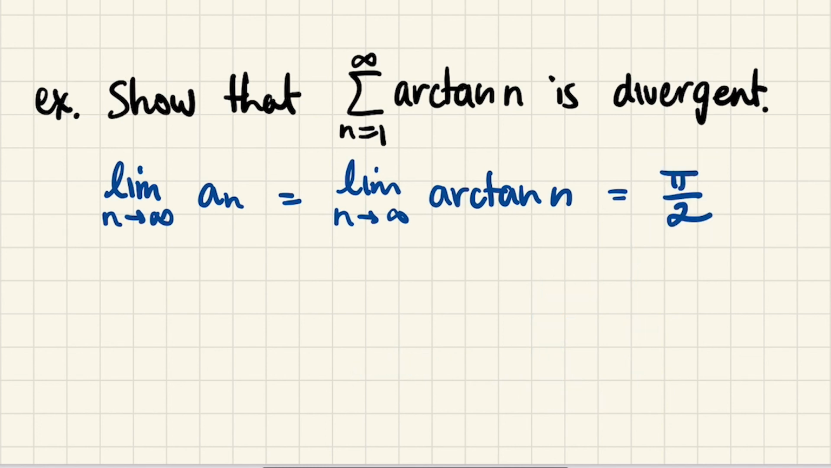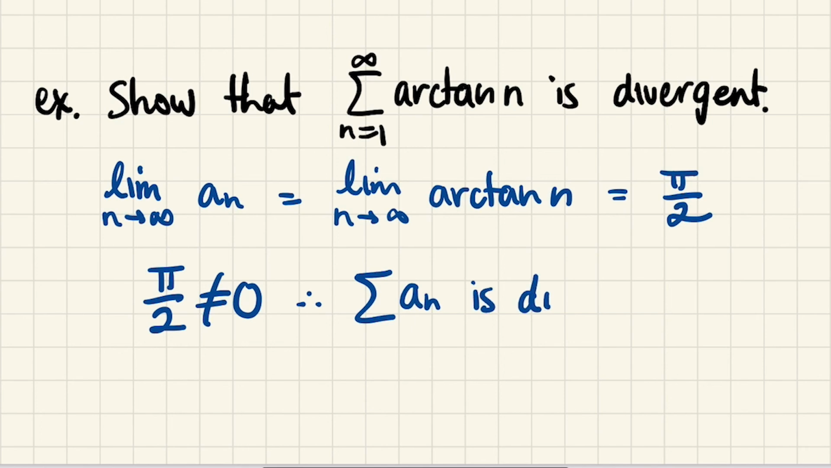All right, back to the problem at hand, though. What is it about pi over 2 from which we can draw a conclusion? Pi over 2 is not equal to 0, and therefore the series under consideration is divergent.